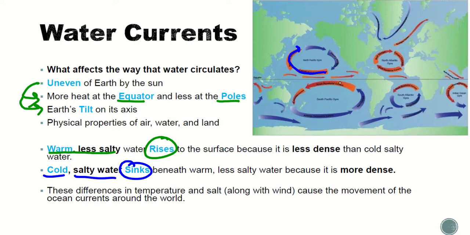So as you get close to the equator, you have a lot of warm surface water as a result. So the differences in temperature and salt, along with the wind currents, cause the movement of these ocean currents. And that's what kind of makes these countries around the equator very warm as a result, because water is a huge regulator of temperature.